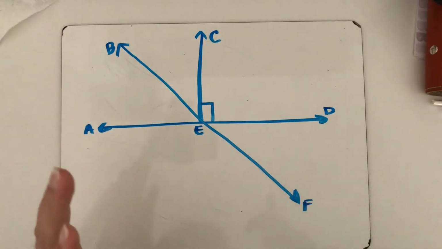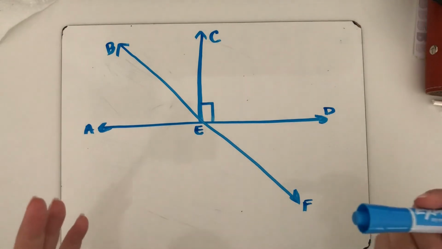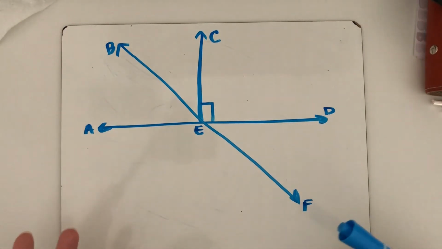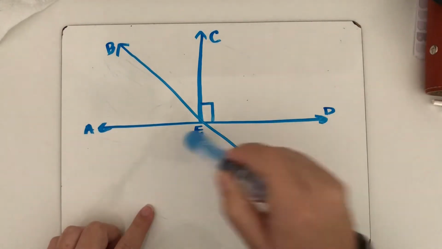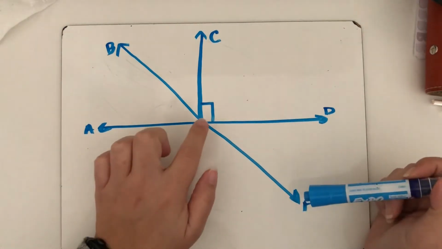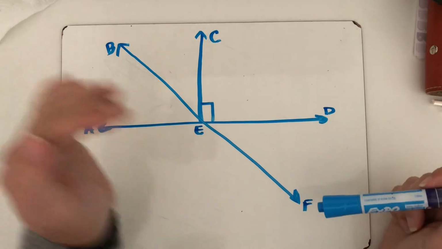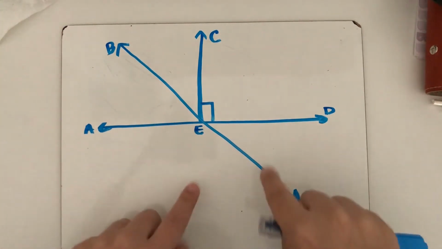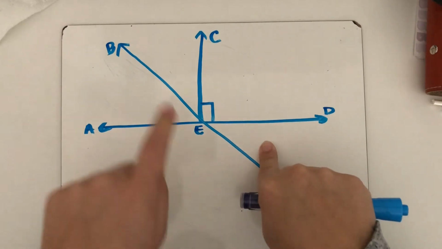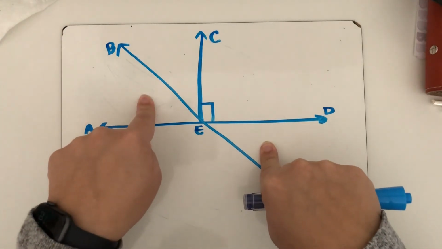So let's go ahead and name a pair of vertical angles, which there's the one that I already showed you. So we have AEB and DEF. You see how they share E right in the middle? And they're crossing, okay? These two have the same angle measurement. So that means that if I say that this one is 27 degrees, this one is also 27 degrees.